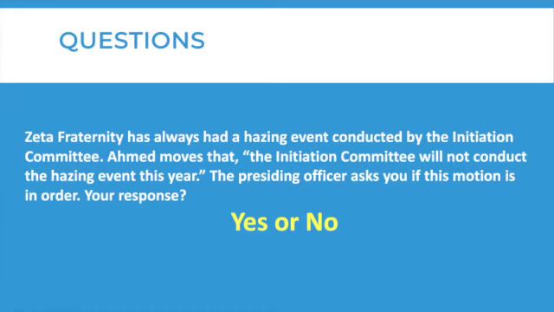Next, you are still a parliamentarian, and it's based on the scenario, not your experience. Zeta Fraternity has always had a hazing event conducted by the initiation committee. This is just a scenario. This is not real. Ahmad moves that the initiation committee will not conduct the hazing event this year. The presiding officer asks you if this motion is in order. Your response.